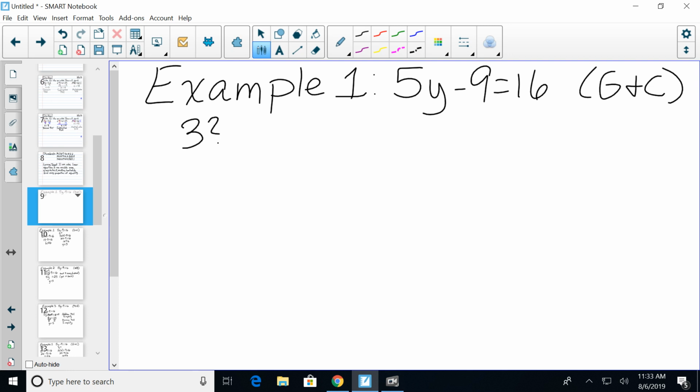So we're going to do 3. So I'm guessing 3. I'm guessing that 3 is the answer. And I'm going to check to see if it indeed is the answer. So to do that, I substitute that guess in for the variable. So then what do I have to do? I have to multiply 5 times 3. And what is 5 times 3? 15.